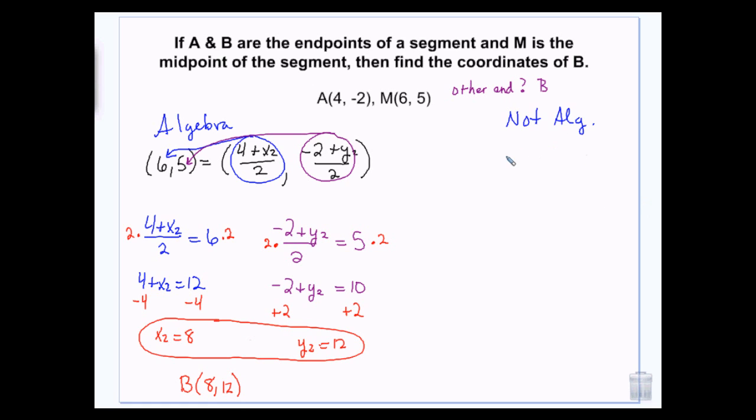Without algebra, I'm going to do 2 times my midpoint, which is going to give me 12, 10, and then I'm going to subtract my other end point. 12 minus 4 is 8. 10 minus negative 2, that's 10 plus 2, is 12.